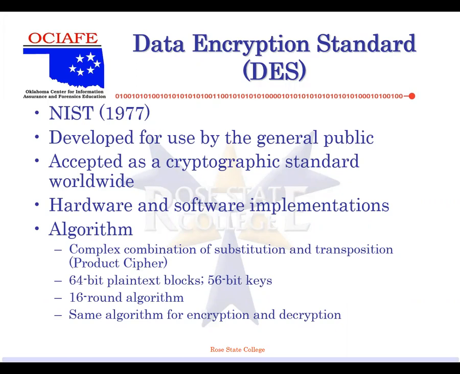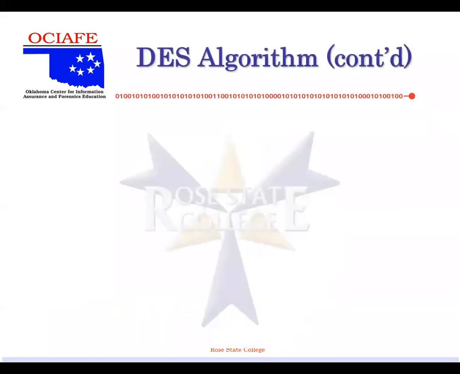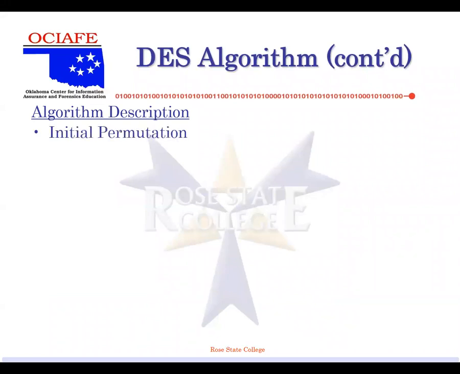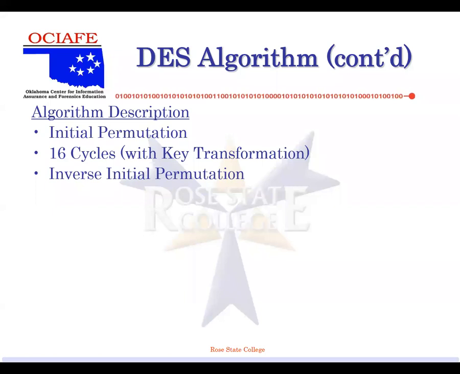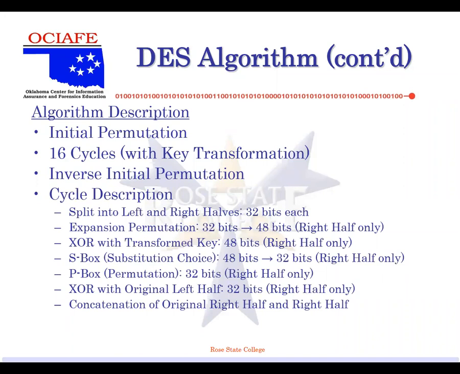Okay. Here it is. Kind of looks confusing, but we're going to look at it a different way. The algorithm design: first thing we have is what we call an initial permutation. So we do something initially. Then we have 16 cycles combined with a key transformation. Then we have a final permutation that undoes what we did initially. That's all it is. You got that? You're good.